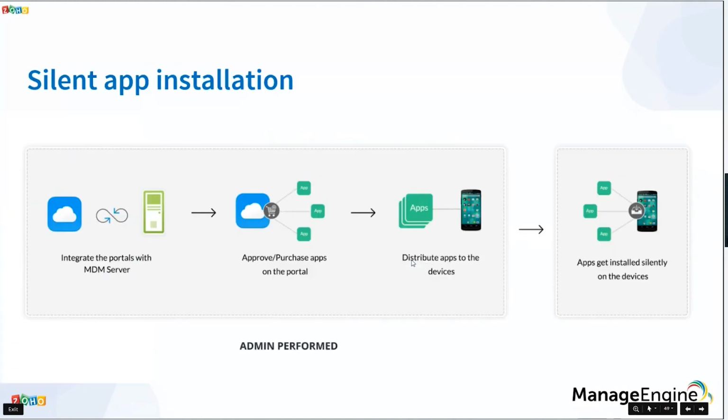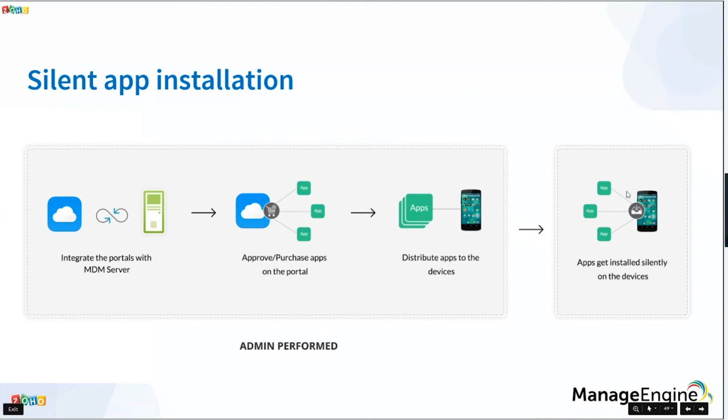And as a workflow, in order to silently deploy the app, you have to integrate your Desktop Central or MDM server with appropriate business portals like Apple Business Manager or Managed Google Play service. And then from the appropriate portals, you have to approve the required application. Upon approving it, it will get added to your app repository, and then you can distribute it to the devices, which in turn will use these ABM or Managed Google Play accounts to silently deploy the application on the end devices.